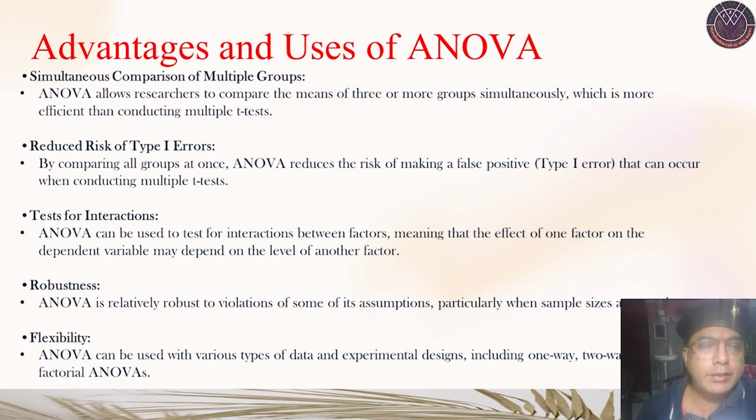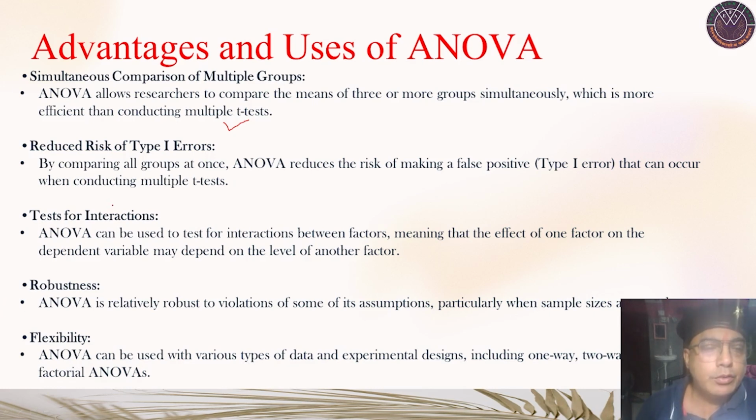What are the advantages? So you can compare multiple groups here, which in a t-test is not possible. It reduces the risk of type 1 error by comparing all groups at once. ANOVA reduces the risk of making false positives because it compares all the groups together. But if you are comparing two groups at a time, then you can make a false positive. You can say differences are there, but because you are comparing all the groups together, if you conclude something, that will reduce the chances of false positive, chances of type 1 error.